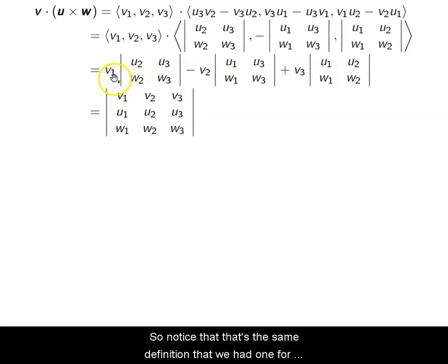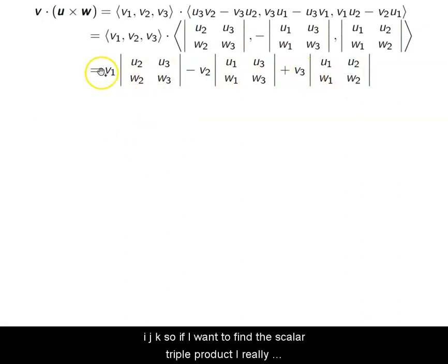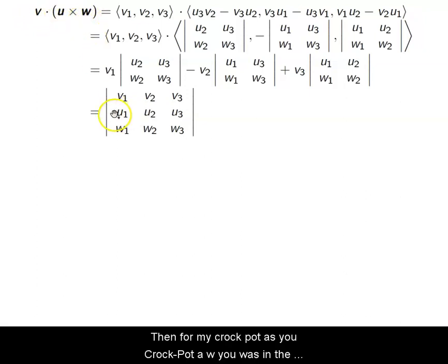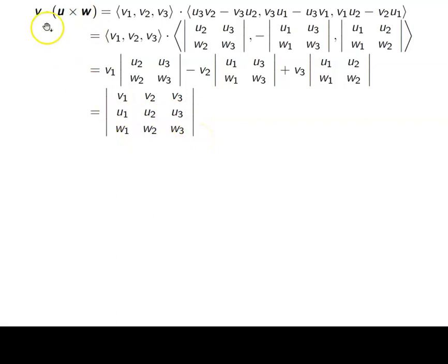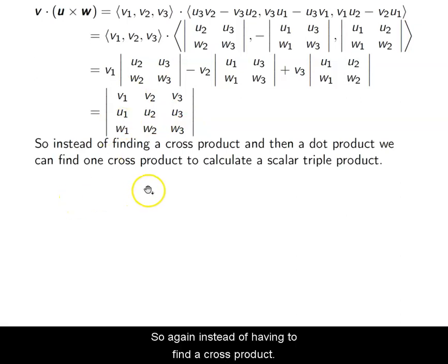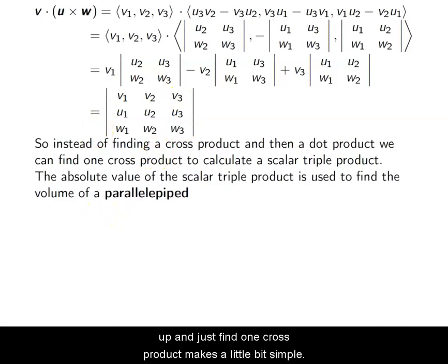Notice that that's the same definition that we had for our ijk. So if I want to find the scalar triple product, I really just have to find the determinant where I have v first, whatever it is that I'm dot producting is the first one. Then for my cross product, u cross product w, u is in the middle, w is last. So if I want to find my scalar triple product, I just set up this 3 by 3, and then I find its determinant in the method that we've gone through in this class. Instead of having to find a cross product and then trying to find the dot product, I could just set this up and find one determinant. It makes it a little bit simpler.